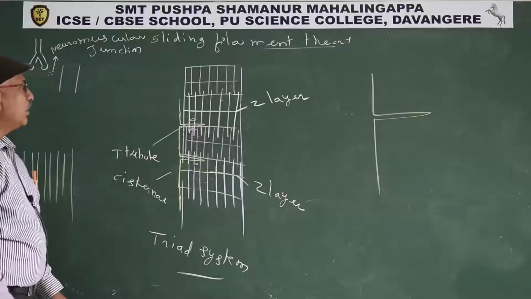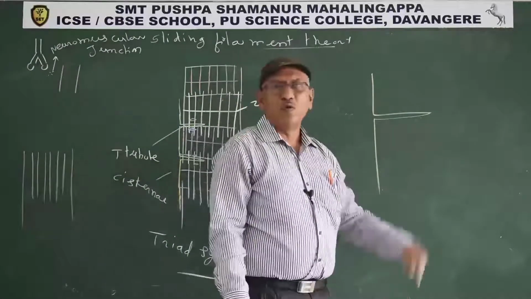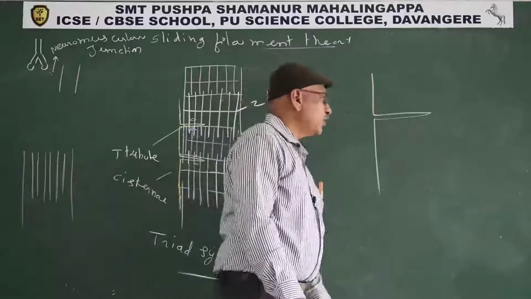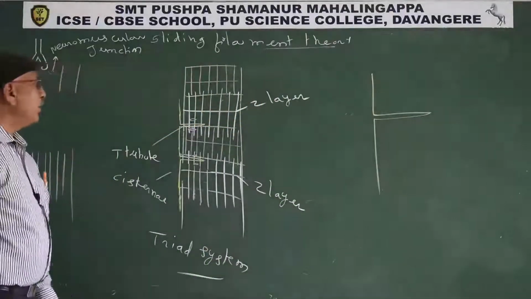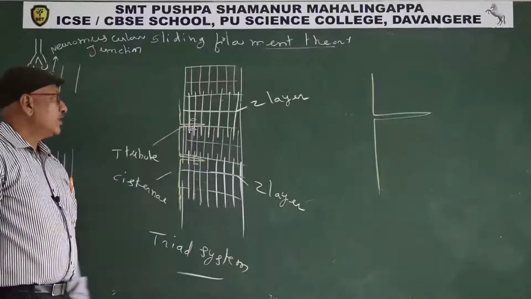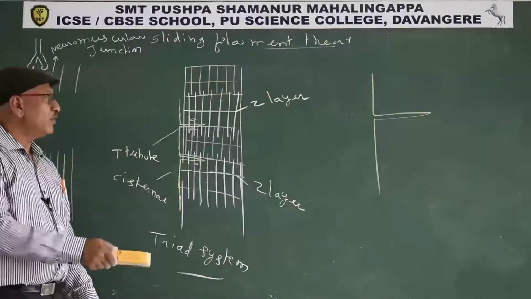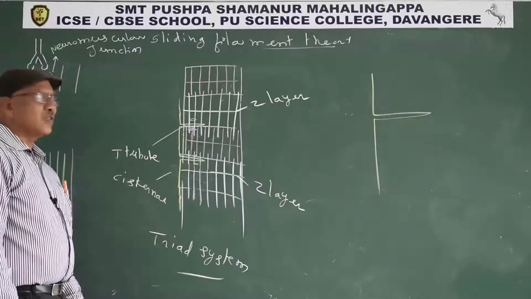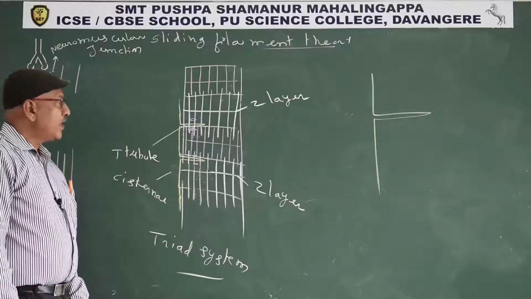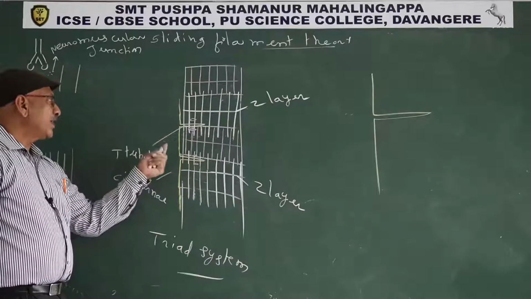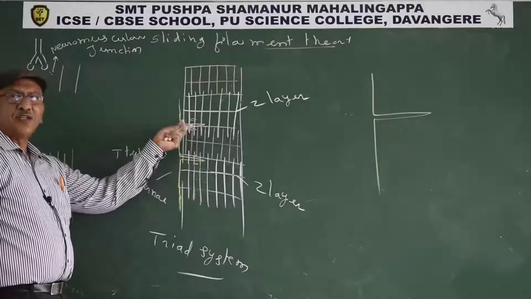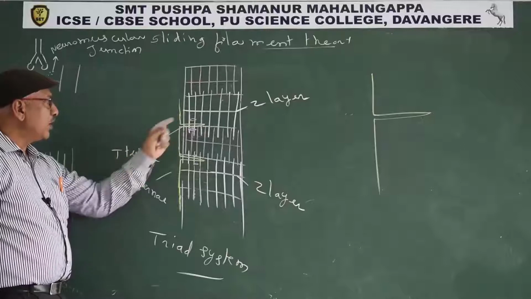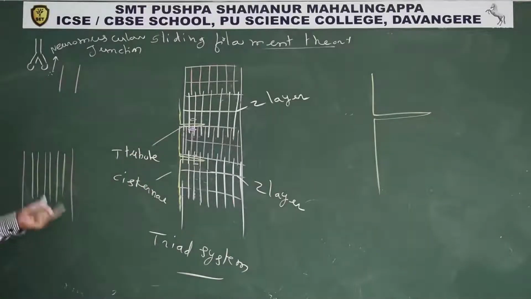How is the triad system formed? The sarcolemma invaginates, folds inwards. As a result, a T-shaped tubule is formed between the I band and A band. The cisternae, you all know, are the endoplasmic reticulum of the muscle cell, known as the sarcoplasmic reticulum. The sarcoplasmic reticulum releases calcium ions. So the cisterna present above the T tubule and the cisterna present below the T tubule, these three structures together are known as the triad system. The triad system plays a key role in muscle contraction.